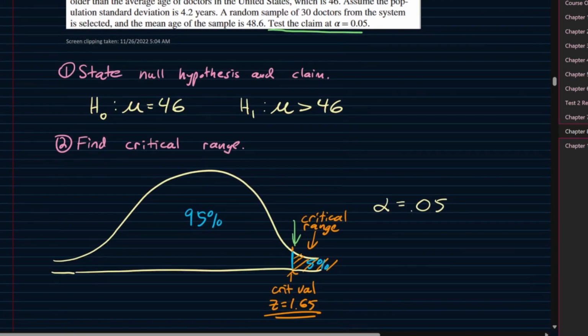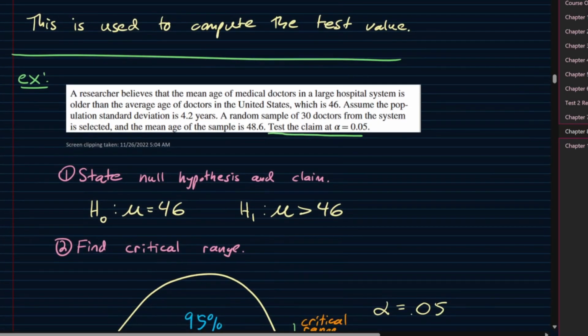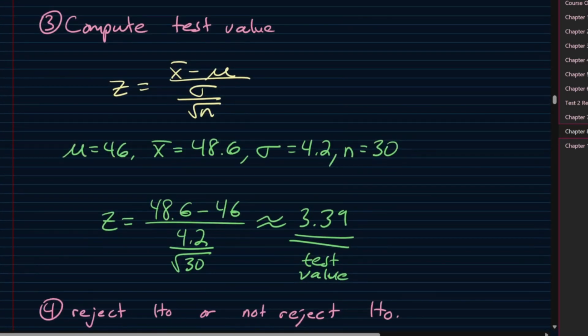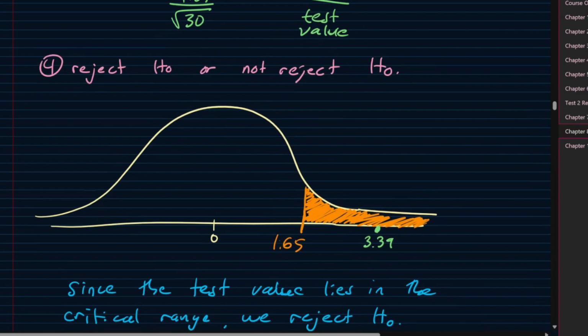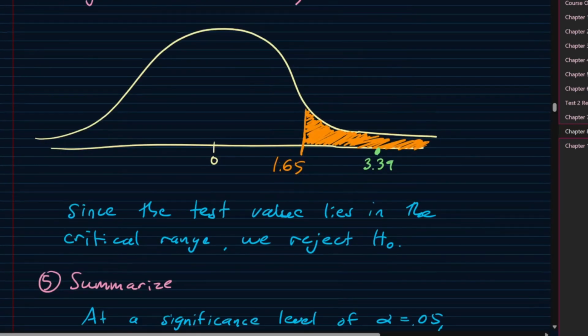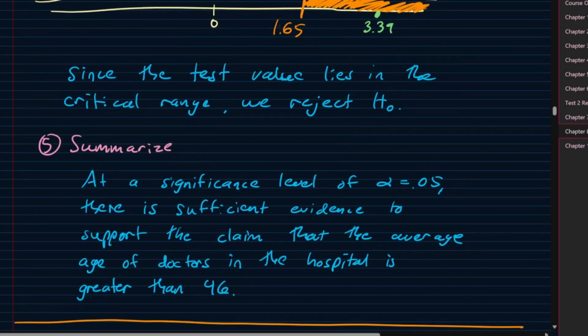Then we find the test value, and we get that from all the data in the question and plugging it into the z formula. Get that right here. Then we compare the test value with the critical range. In this case, this one was in the critical range, so we will reject the null hypothesis. And then we summarize according to the context of the question. So that's always the 5 steps of a hypothesis test. Very formal, very rigid.